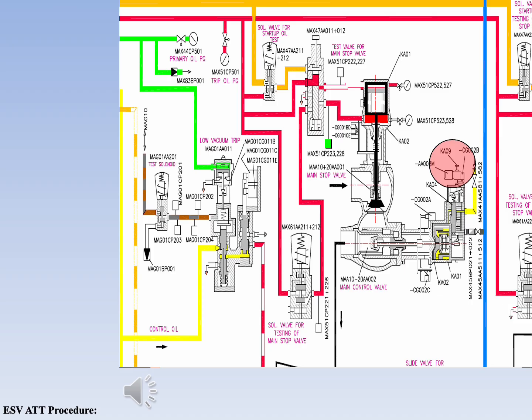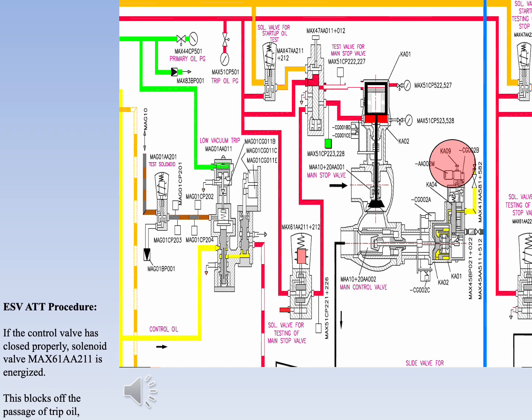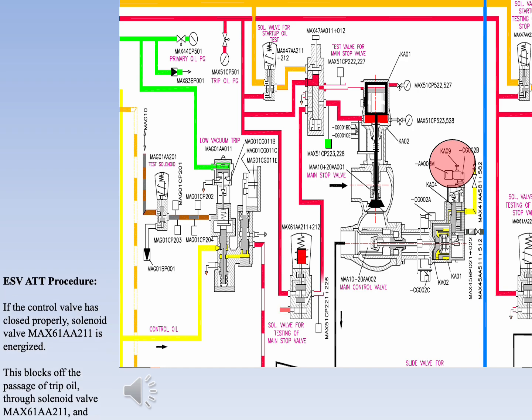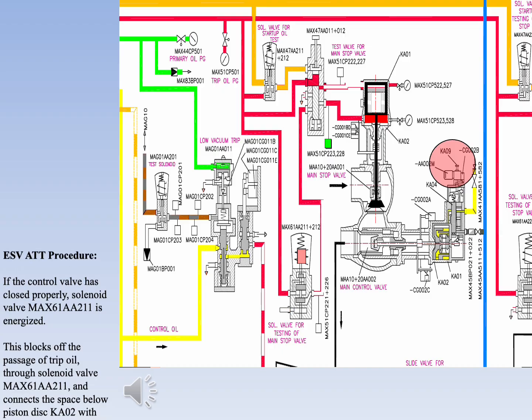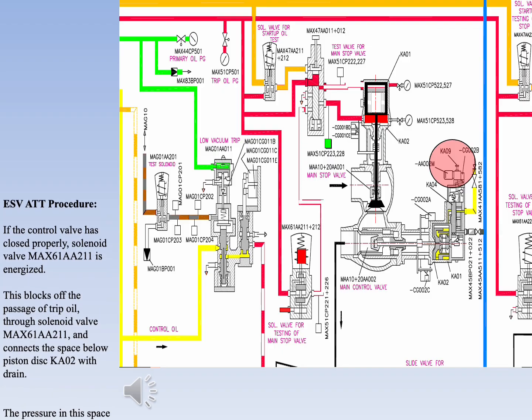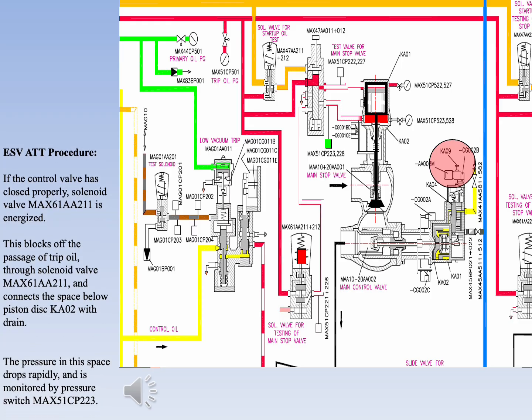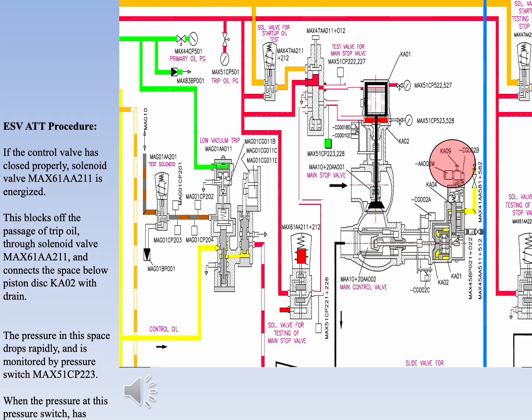If the control valve has closed properly, solenoid valve MAX61AA211 is energized. This blocks off the passage of trip oil through solenoid valve MAX61AA211 and connects the space below piston disc KA02 with drain.